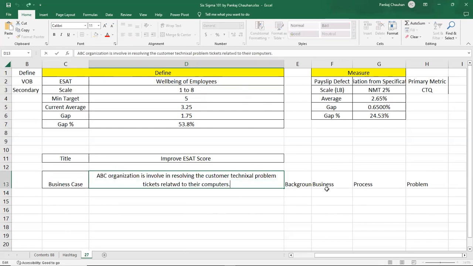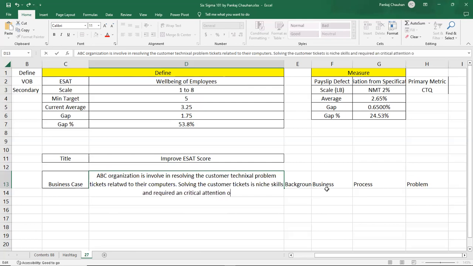Now you give some reference to the process and problem. Solving the customer tickets is a kind of niche skill and required, let's say, critical attention of service engineer.